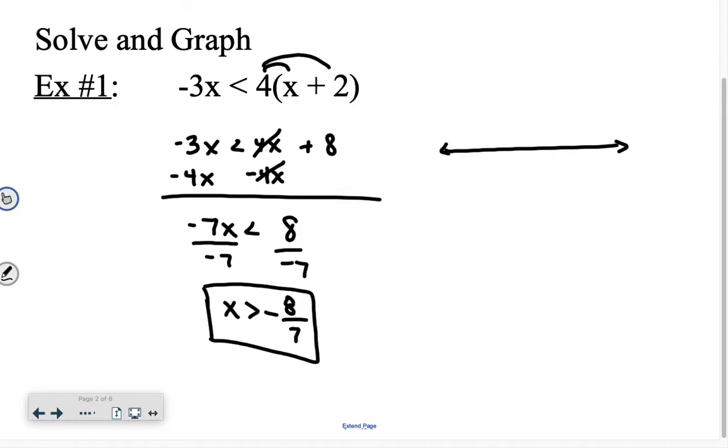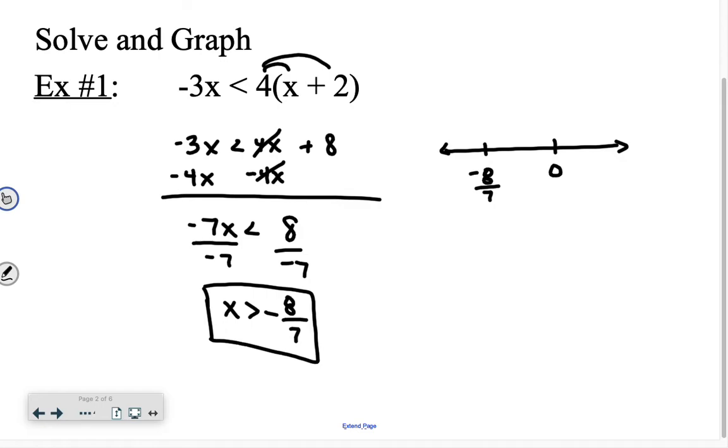So in this problem, this negative 8/7 is what's called a critical point. It's one of the main points that we're taking a look at. There's two things I always want you to put on your number line. Any critical points and 0. So in this case, we'll just go through and put, let's say negative 8/7 is right there. And we'll put 0 over here. All right, let's see what you remember. Open dot or closed dot at negative 8/7?